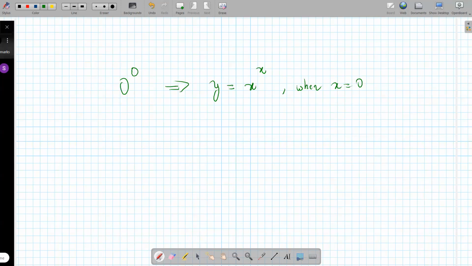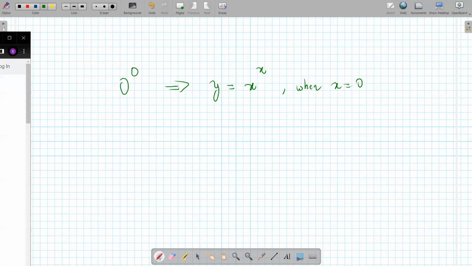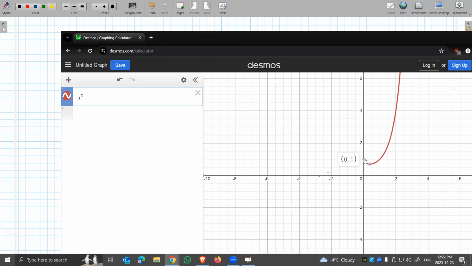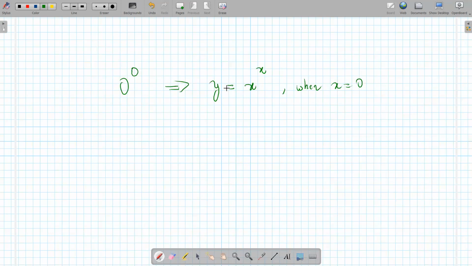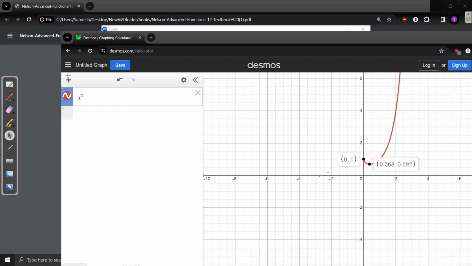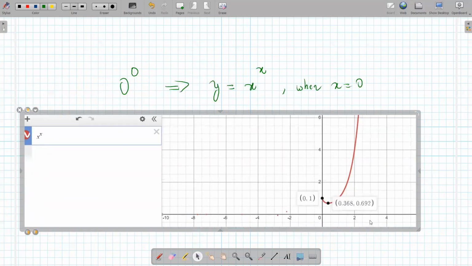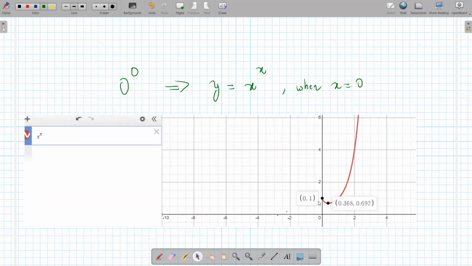What I'm gonna do is go on Desmos here. I'm gonna graph x to the power of x. Now this is the same idea as our function, right? It's x to the power of x. We're just saying it in terms of 0 to the power of 0. Now look what happens here. Something weird happens. It's actually 1. You see that on the curve?